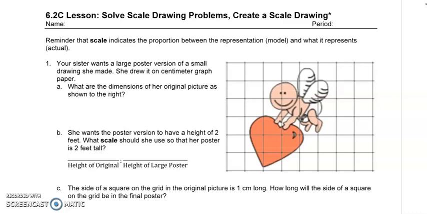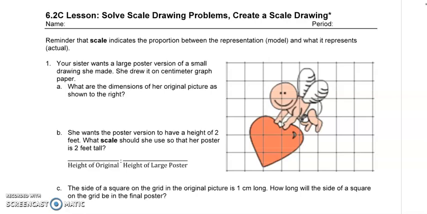Today we're going to review the 6.2C lesson, Solving Scale Drawing Problems and Creating a Scale Drawing. So as a reminder, the scale indicates the proportion between the representation, the model, and what it represents, the actual. Now that's in contrast to our scale factor, which is our multiple. We're going to play with both of those today.